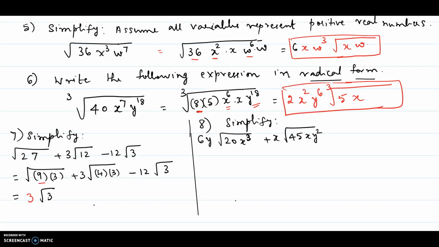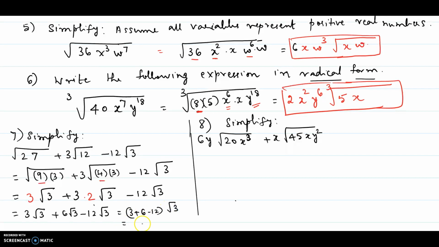Inside the radical it is square root of 3 plus 3 square root of 4, which is a 2 outside. Inside it is square root of 3 minus 12 square root of 3. So thus we have 3 square root of 3 plus 6 square root of 3 minus 12 square root of 3. So they are all like terms. So it is 3 plus 6 minus 12 square root of 3. So it is negative 3 square root of 3.